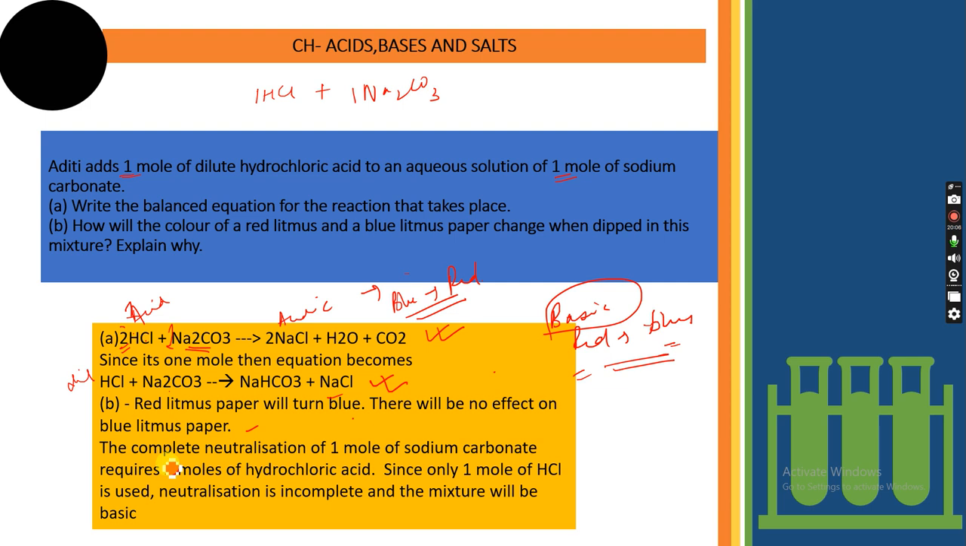and the reason also I have said: the complete neutralization of 1 mole of sodium carbonate requires 2 moles of HCl. पूरा न्यूट्रलाइजेशन के लिए हमेशा 2 moles of HCl चाहिए, जो पहला वाला इक्वेशन में ऑलरेडी I have said. So because of that, only 1 mole लिया हुआ है, that is why neutralization is incomplete and the mixture will be basic. Okay, so that is why you will not write this equation, you will have to write this equation.